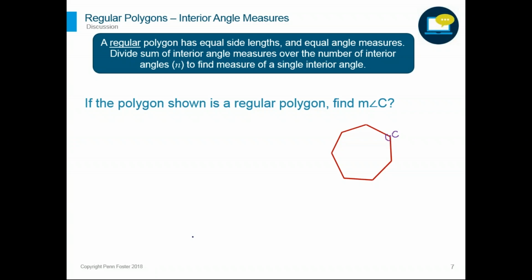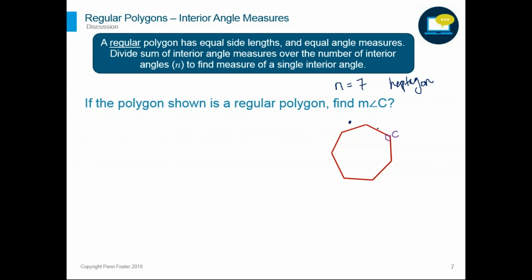we can determine what kind of polygon it is, or n, by just counting the sides. So I'm going to label my first side so I don't count it twice. 1, 2, 3, 4, 5, 6, 7. So n equals 7. That tells me that this is a heptagon. And let's read the question. If the polygon shown is a regular polygon, find the measure of angle C.